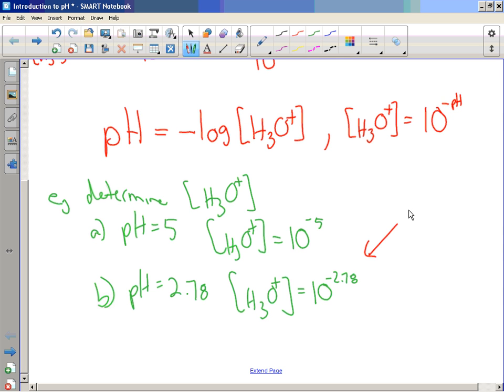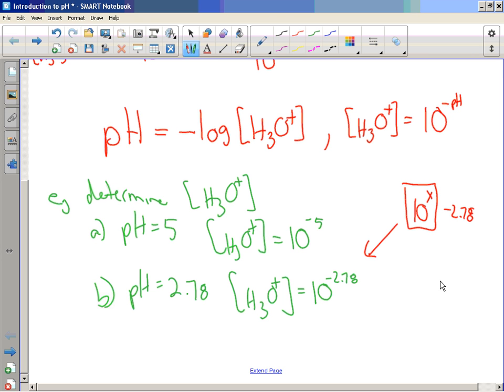All right. At this point, on your calculators, you are going to locate a button. It's usually the second function log, and it's going to look like this, 10 to the x. Can you find the 10 to the x button? All right. So now you're going to press the 10 to the x button, and then put your negative 2.78.